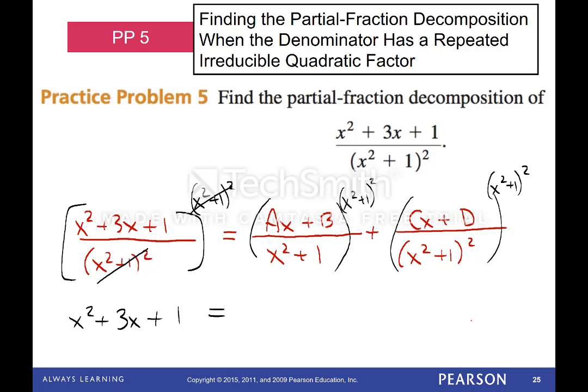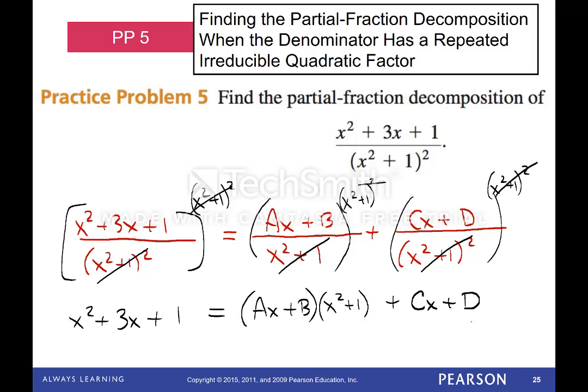On this side, let's see, one of the x squares will cancel, right? So we're left with ax plus b multiplying one of the x squared plus 1s. On this side, all of it cancels. Just left with cx plus d. There it is.